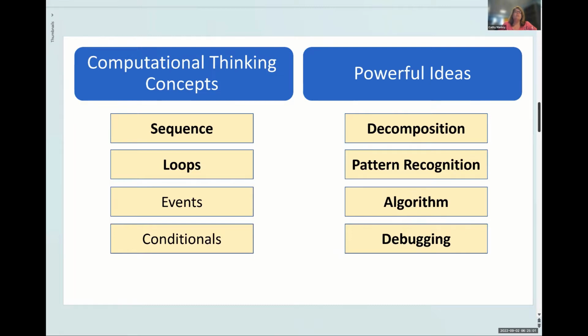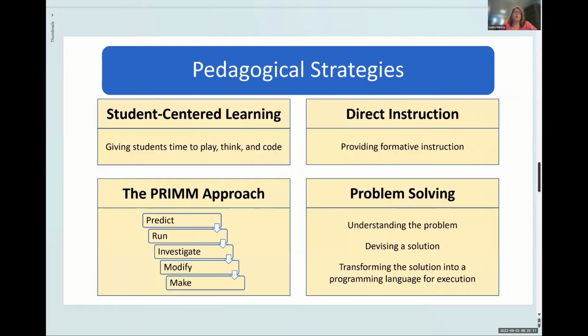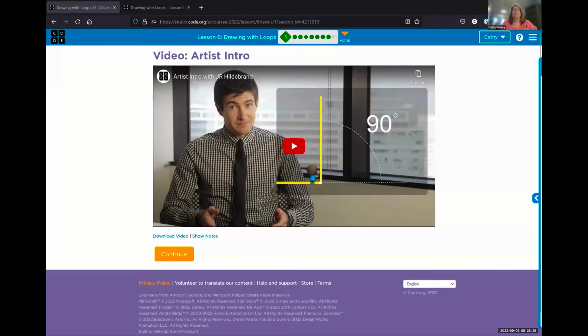Students will also use additional critical thinking skills such as compare and contrast, cause and effect, predict, problem solving, plan, and observe. In this video, I will demonstrate this lesson and point out opportunities to use these pedagogical strategies to support student learning. We will use student-centered learning where students have time to play, think, and code, as well as direct instruction on key elements. We will also use the PRIM approach where students predict, run, investigate, modify, and make a program. Lastly, we will focus on the process of problem solving.